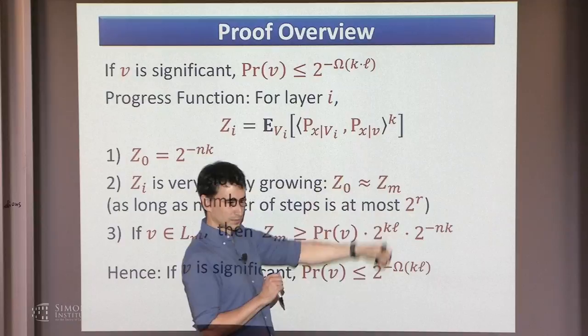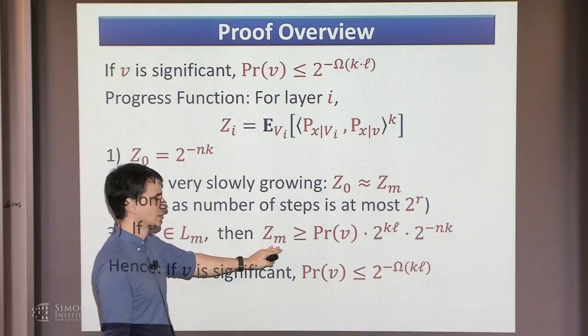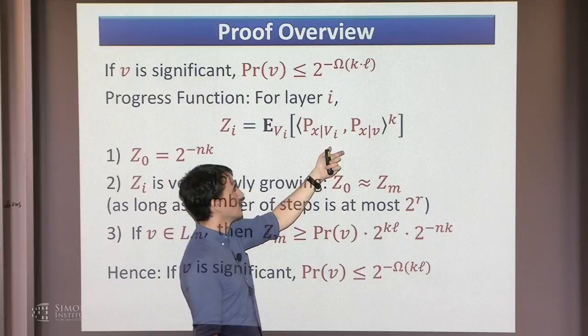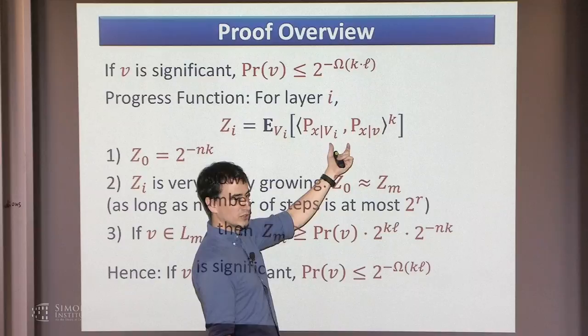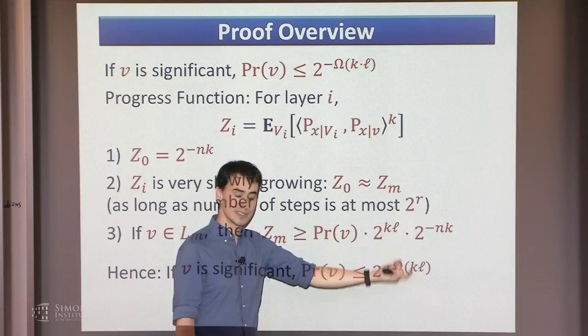The third bullet is simple, right? So let's say, what is this progress measure on the last layer? It's at least the probability of reaching this vertex v times how much it contributes to this expectation, right? So here we have, let's say, that we replace vm with v, then this is really the inner product of px conditioned on v with itself, and we know that v is significant, so we know that this inner product is at least 2 to the l times 2 to the minus k, and we raise it, 2 to the minus n, and we raise it to the power k. So this is why we get the third bullet.